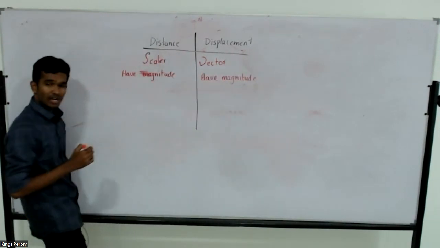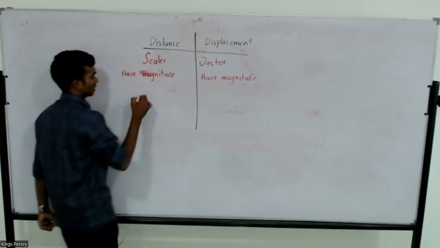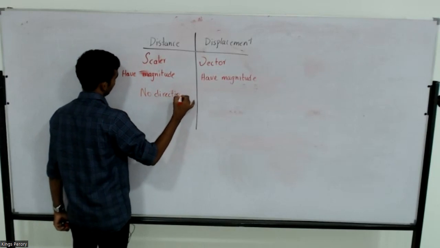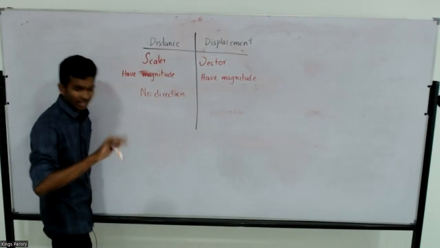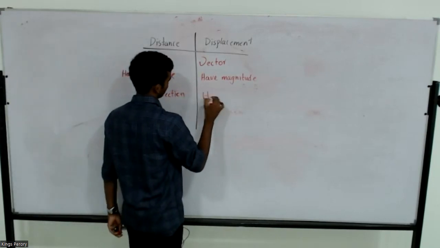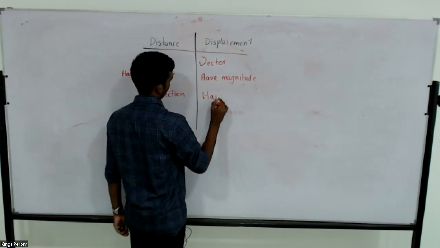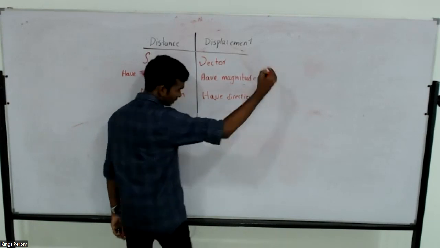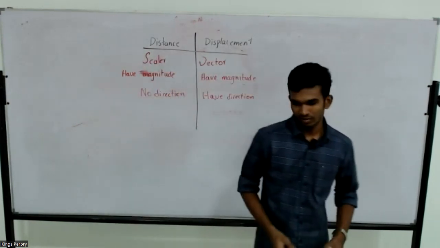Does distance have a direction? No direction. Distance, no direction. What about displacement? It has a direction. You can write have direction. Clear? Understood? Quickly write down.